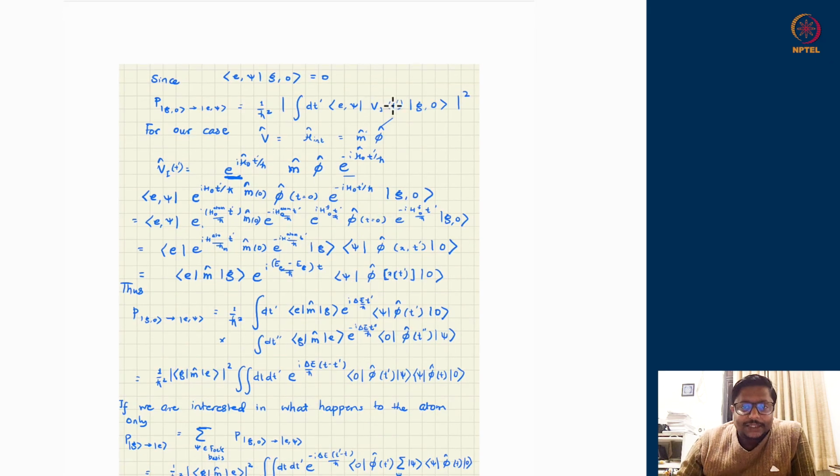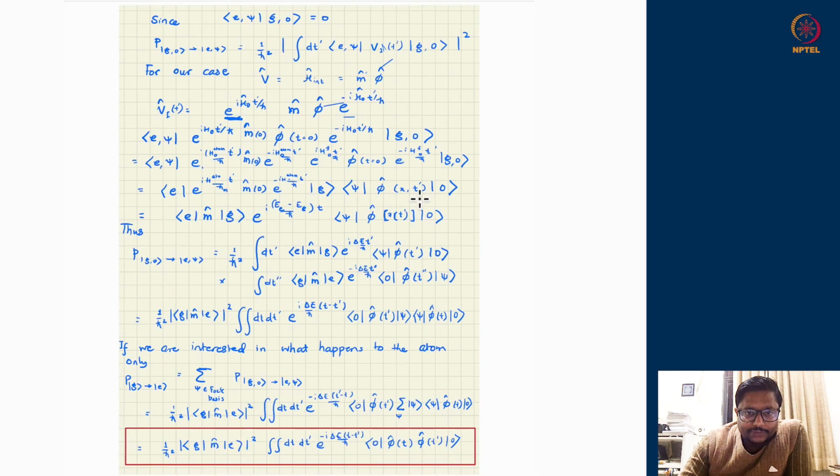So I know what my V_I of t prime is. This is just the operator interaction coupling squeezed between two unitaries, and this thing has to be evaluated as a matrix element between E psi and G0. So I take the whole thing, this is the whole V_I for me, and squeeze it between E psi and G0.